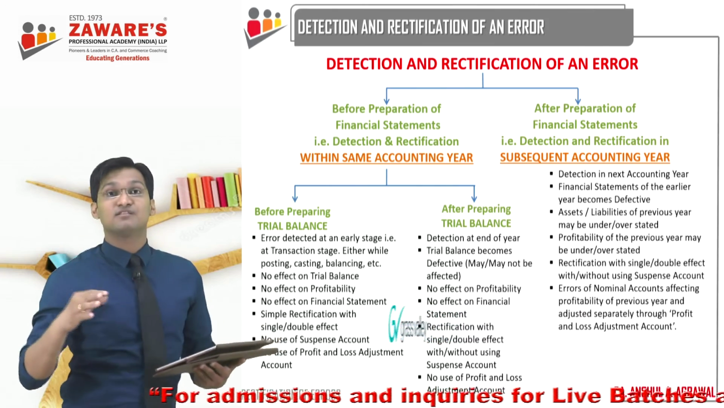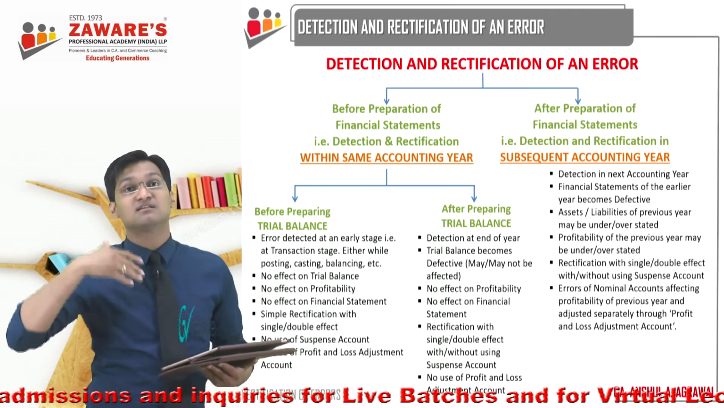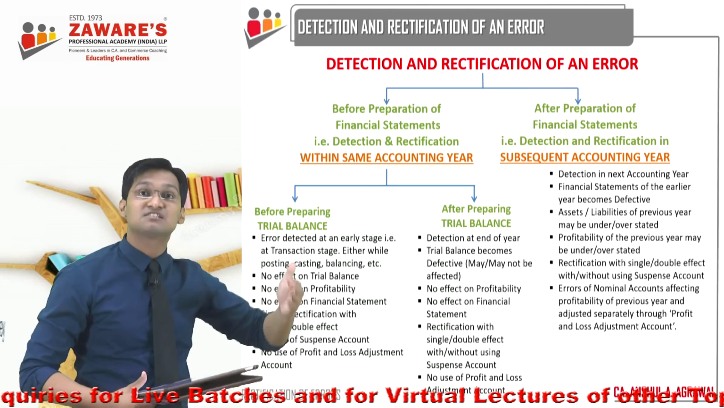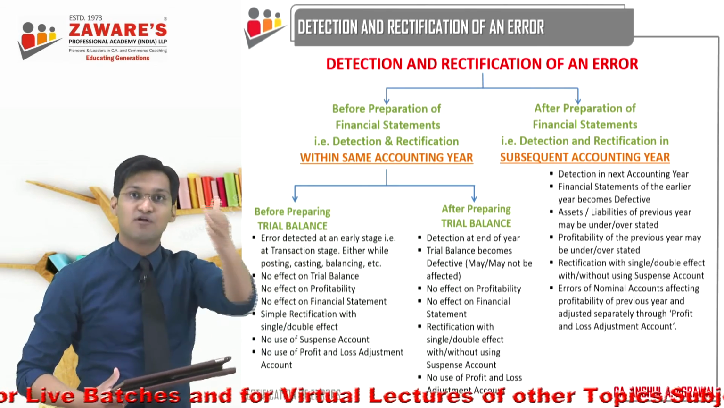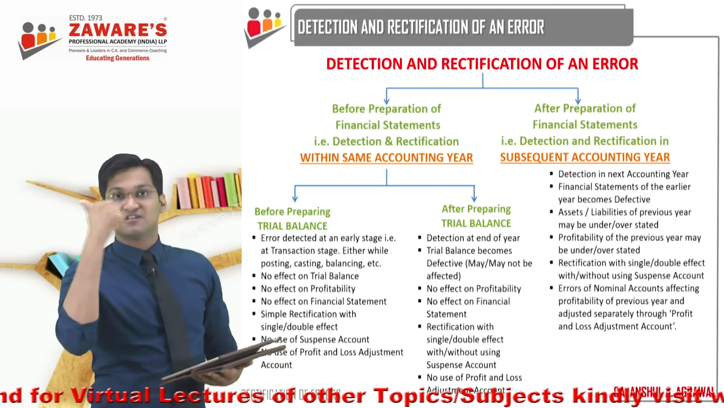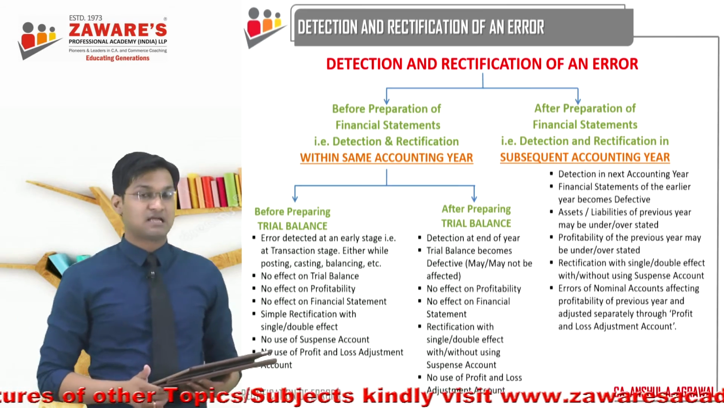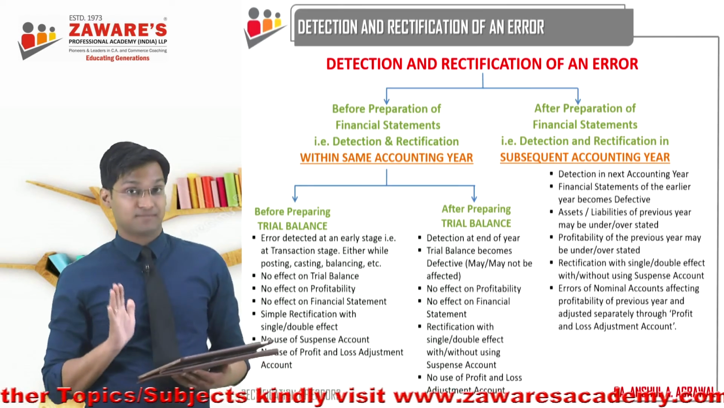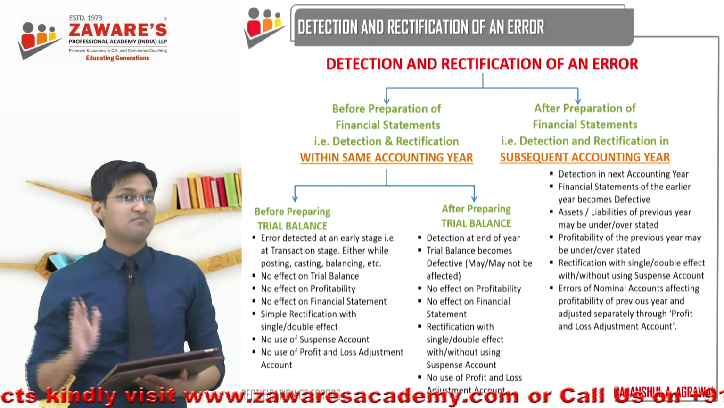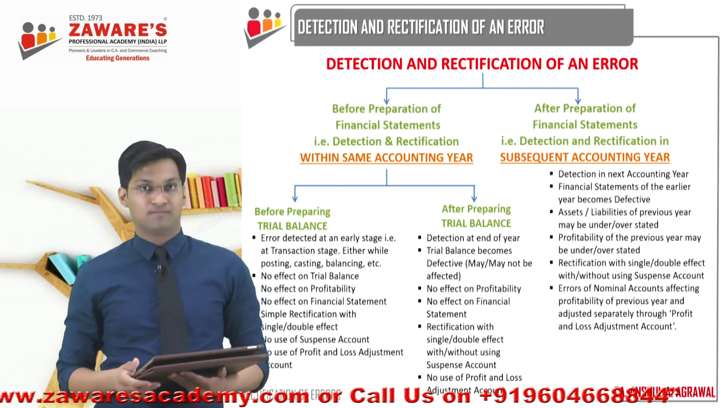My dear friends, after financial statements are prepared, means in the next financial year, that means in the financial year 2016-17, you got to know that I have made an error in the financial year of 15-16. Now what? Can we rectify it? Answer is yes. But understand the consequence. Financial statements cannot be tampered or altered at any subsequent point of time.